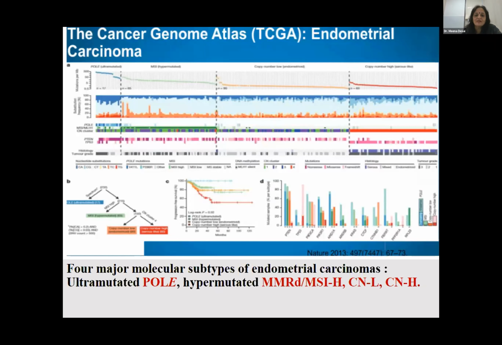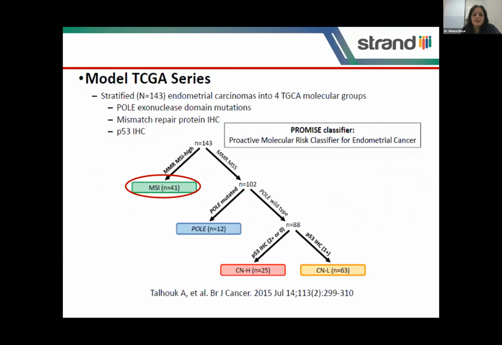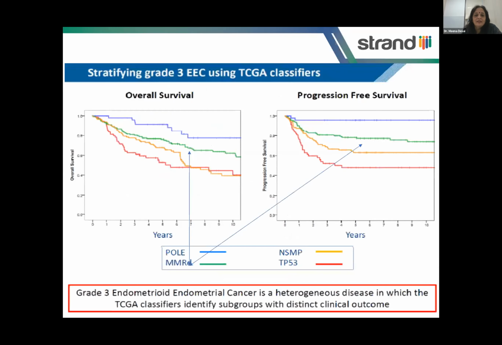There is POLE, MMRD, and CNL, that is copy number low, which is not specific, and of course copy number high, which is P53 stain. This is the study which was done, and with the first one which came out, you find that almost 30% of the cases are MSI by the PROMISE classifier. And the main thing is that they have, along with POLE, a better risk stratification, so better clinical outcomes.